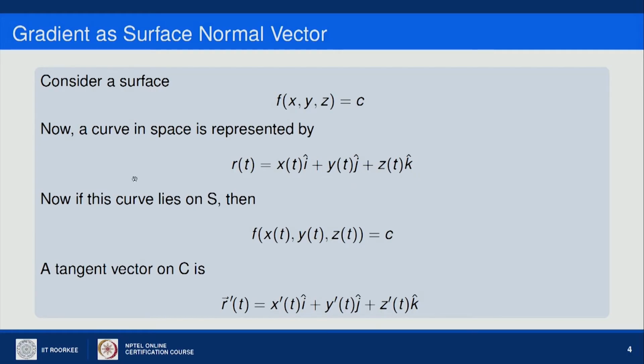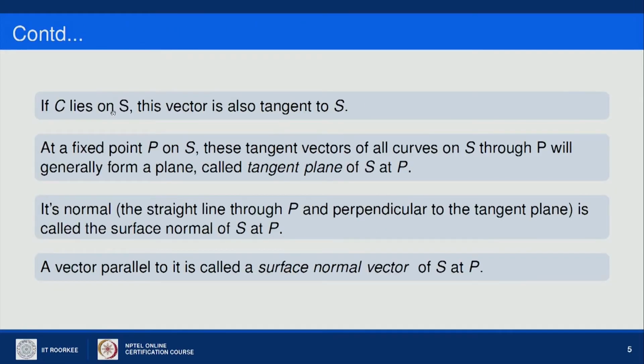Now, if this curve lies on the surface f of x y z equals c, then f of x of t, y of t, z of t will be equal to c. A tangent vector on the curve is given as r dash t equals x dash t i plus y dash t j plus z dash t k. So, if the curve r of t lies on S, this tangent vector will also be a tangent vector to surface S.